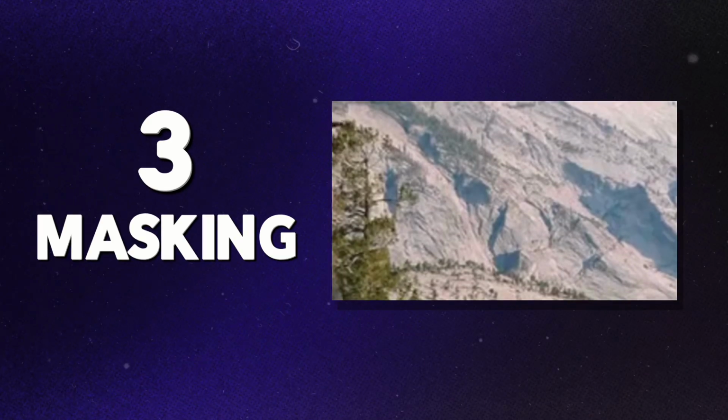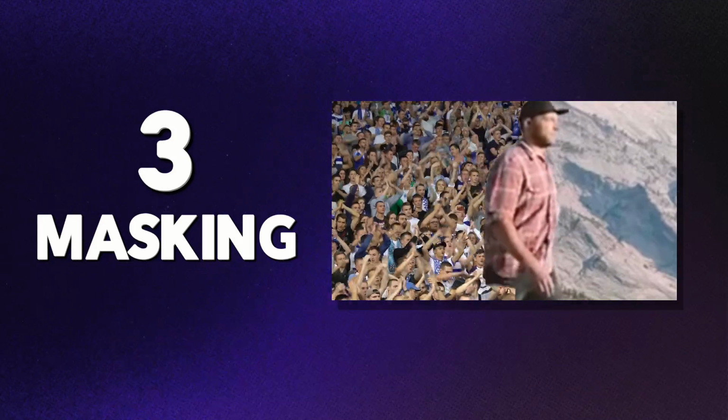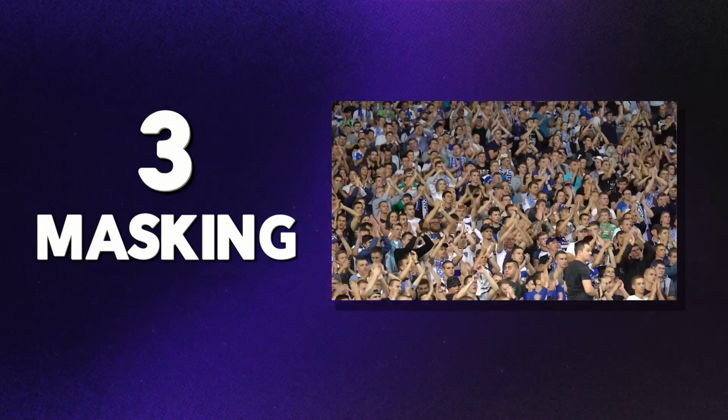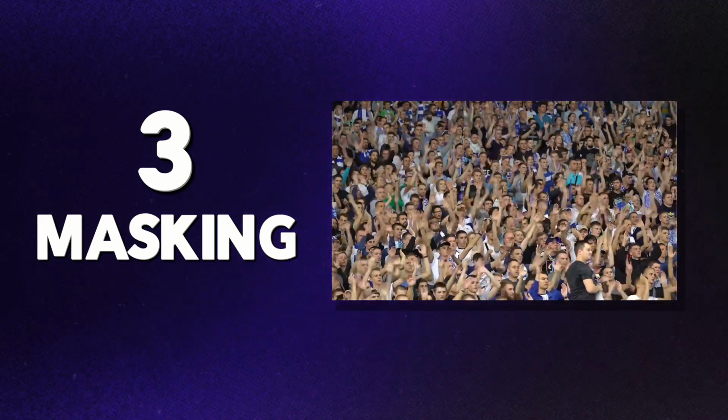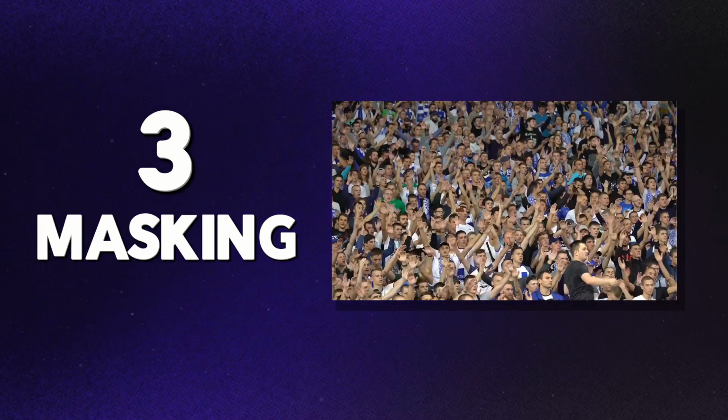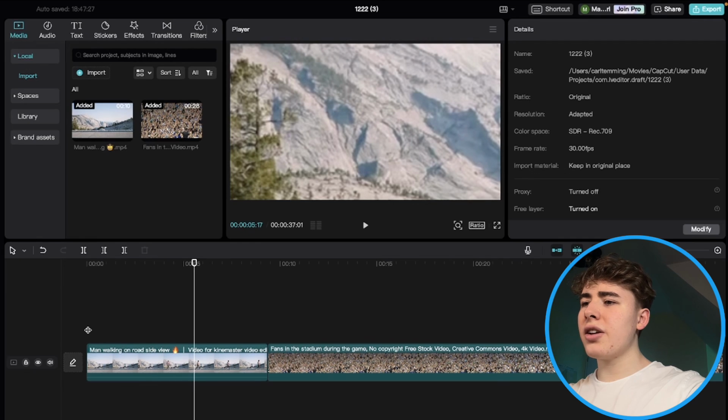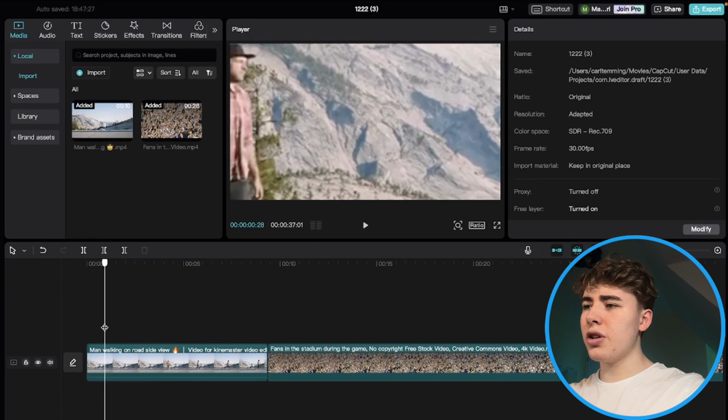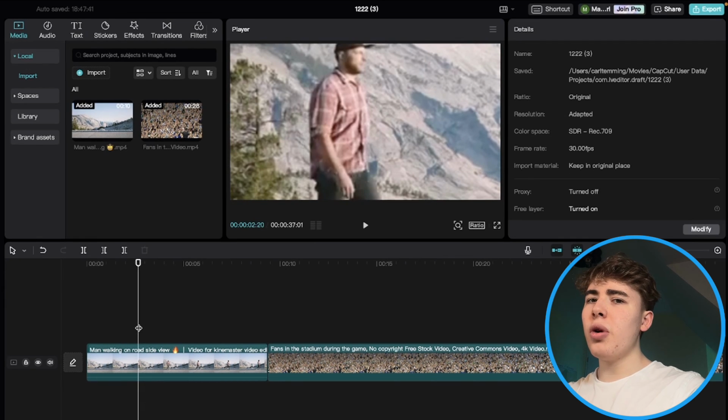Now number 3 is a bit more complex, and that is the masking transition. Now with this transition, it has to be an object or a person walking in front of the screen. So we can basically mask it and transition through that. I'll show you how to do it. It will make sense in a bit. I couldn't really find a good clip of this in good resolution, so we'll just have to work with this one. But it will do, because it's basically just about understanding this.